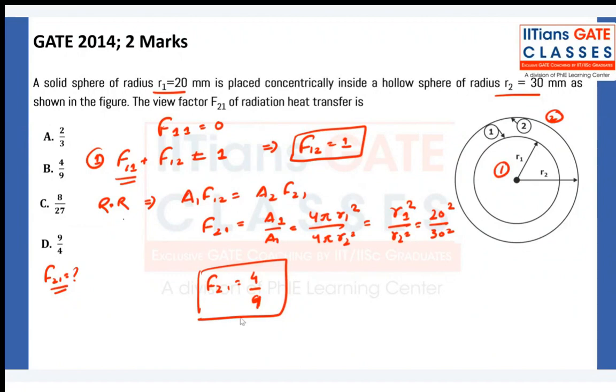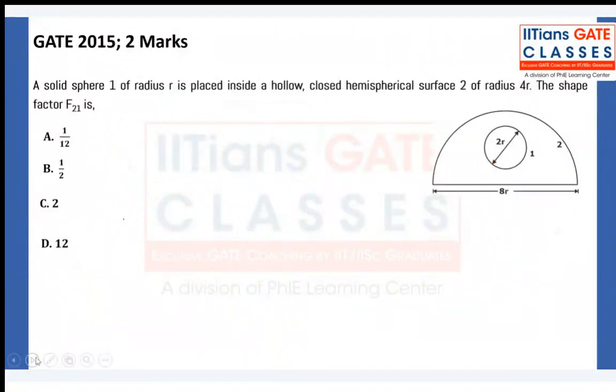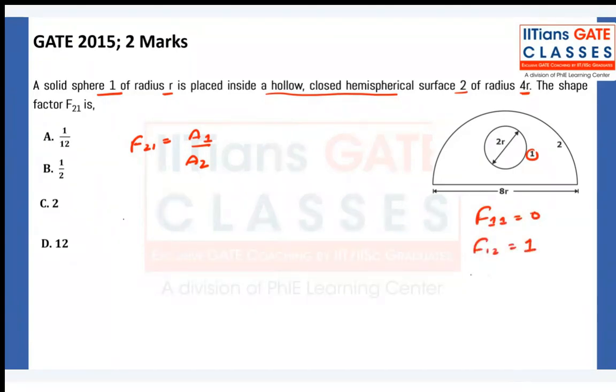Chalo, let's move on to the next question. A solid sphere 1 of radius r is placed inside a hollow closed hemispherical surface 2 of radius 4. The shape factor F21, I need to calculate. And we will apply the same thing and we will get A1 by A2. F11 is equal to 0, so F12 will be equal to 1. Then apply reciprocity: A1 F12 is equal to A2 F21. So F21 is equal to A1 by A2.